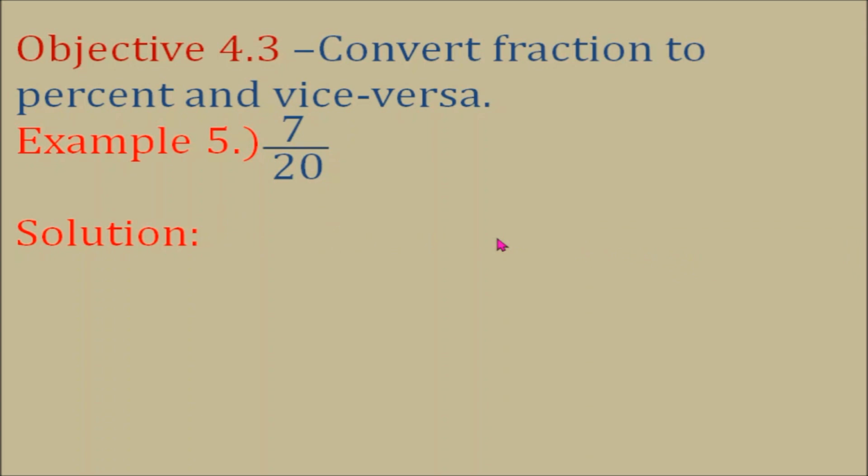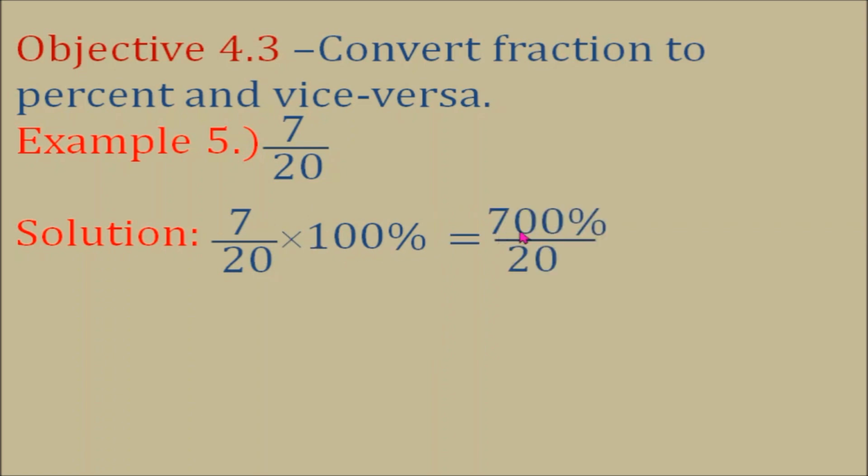Example number 5, 7 over 20. Again, to change it to percent, we will just multiply it by 100%. So 7 times 100% is 700% divided by 20. Now we can cancel out 1 zero here, so we only have 70% divided by 2. And 70% divided by 2 is 35%.